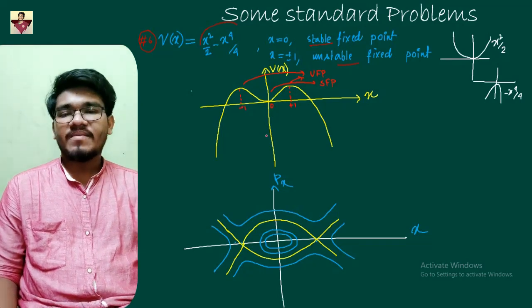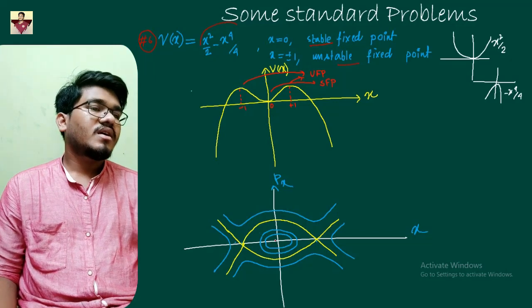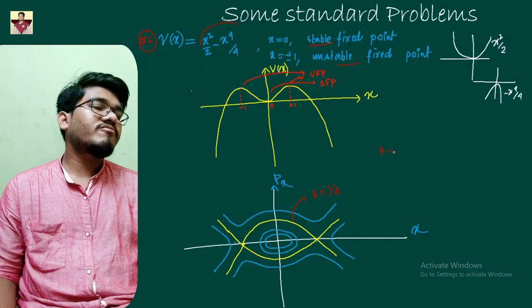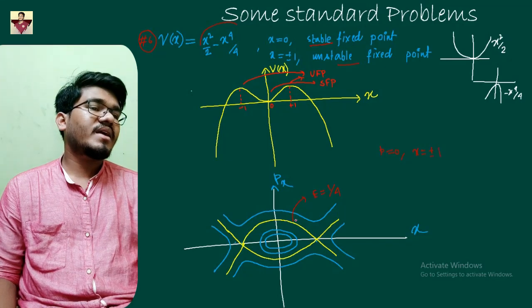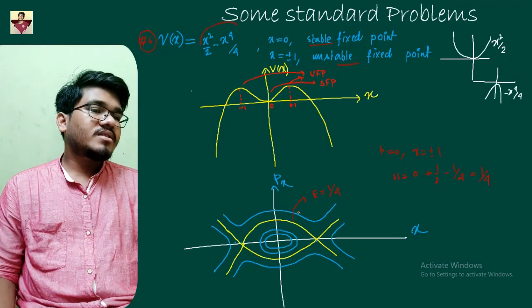So obviously around the stable fixed point, the phase trajectories will be ellipses. And this yellow line corresponds to energy E equal to 1 by 4. How will I get that? I will get it by putting in the Hamiltonian expression p equal to 0 and x equal to plus 1 and minus 1, because this is the separatrix and it is about the plus 1 and minus 1 points. So you put H equal to 0 plus 1 by 2 minus 1 by 4, then you will get 1 by 4, right?